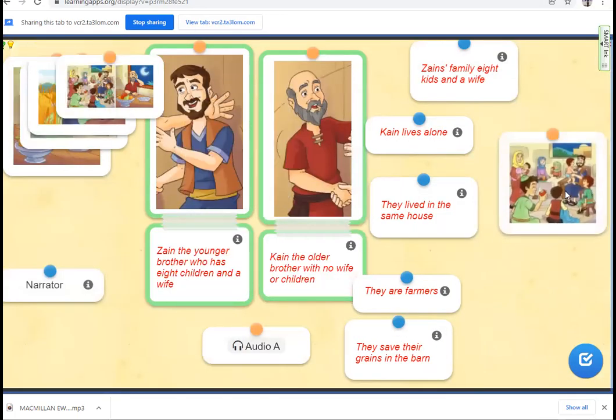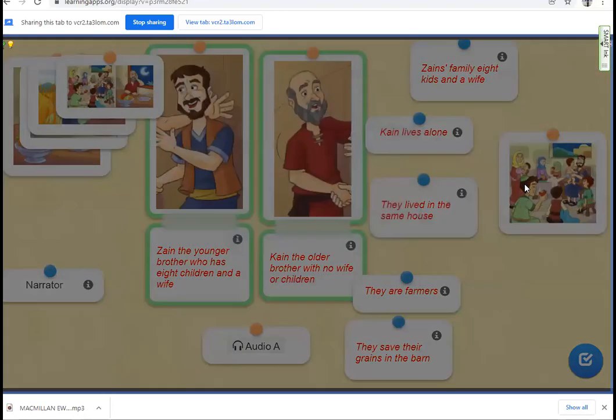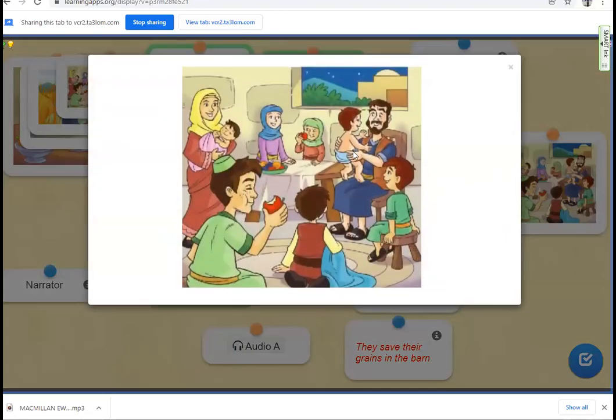Now, this is the family of, who can you see here, Badr? What is the name of the father here? Yes, he is Zayn. How many people are there in the family? Can you count the people here? They are 8, even with the wife.